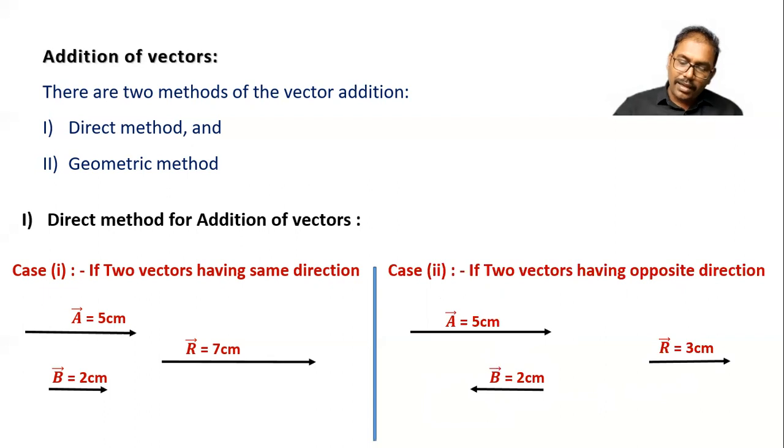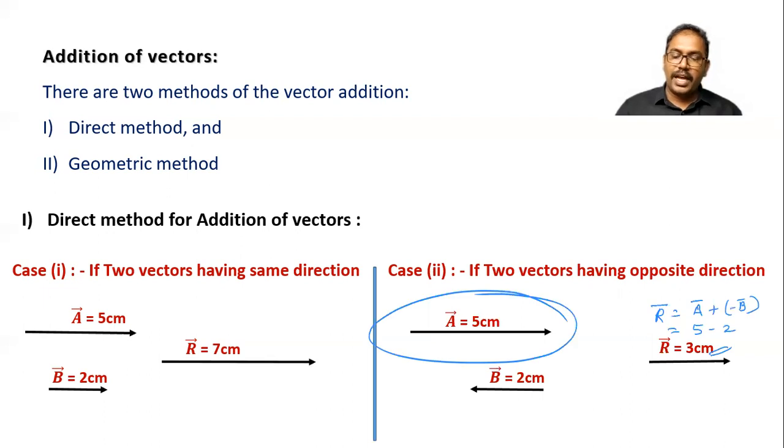Remember one thing here. This R bar we can write as A bar plus B bar, it's addition, and B bar has the opposite direction of A bar, so I can put a minus sign on B bar. So 5 centimeter minus 2 centimeter is 3 centimeter. Remember also that the resultant vector has a direction the same as the direction of the larger vector. A bar is 5 centimeter, which is larger compared to B bar, so the resultant has a direction equal to the direction of the larger vector A bar. I hope you understood.